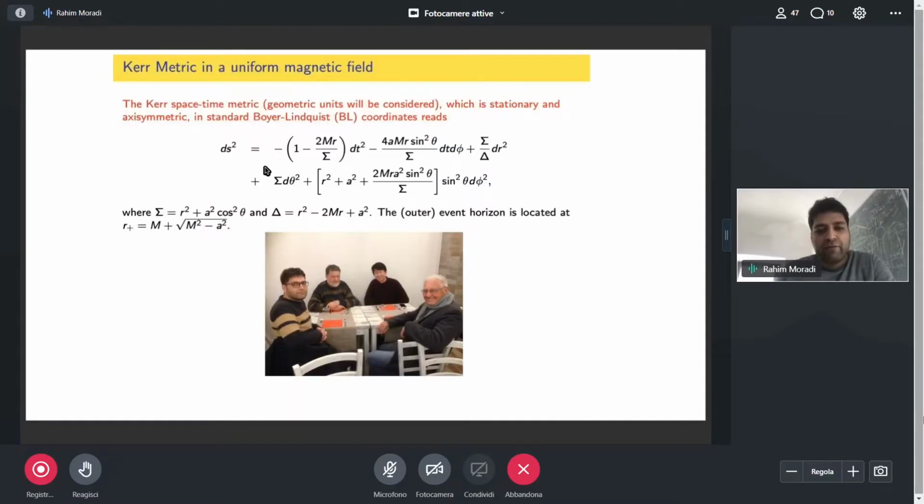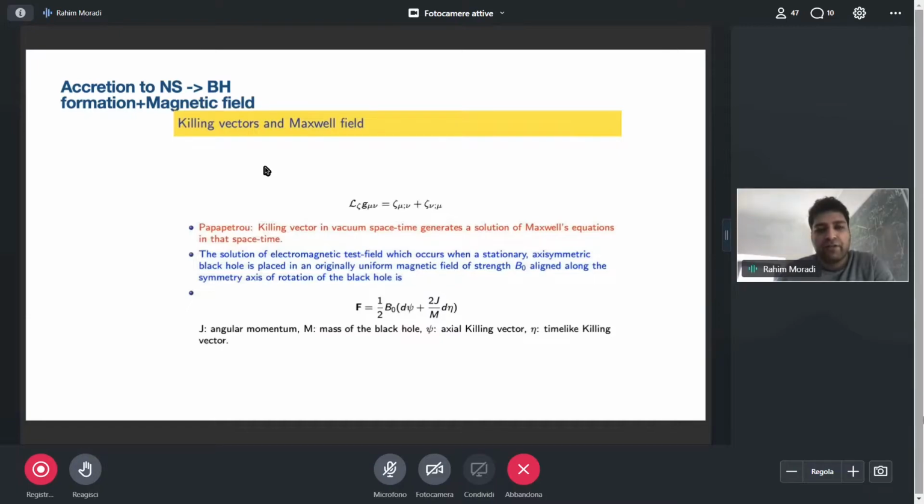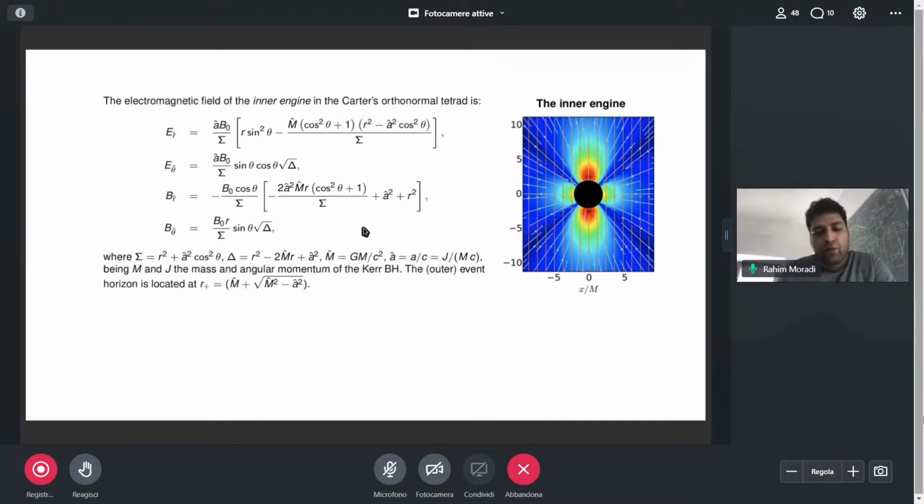So what's the idea? We have a black hole, a Kerr black hole, we have a magnetic field, and there is a Papapetrou theorem which tells that if we have an axisymmetric vacuum space-time, the Killing vector in that space-time can be written as the Maxwell field. After some assumptions, Wald finally solved this problem when we have an asymptotically uniform magnetic field aligned with the rotation axis. These are the formulas that were first represented by Wald, known as the Wald solution. So this electromagnetic field is for the black hole in the presence of a test magnetic field.